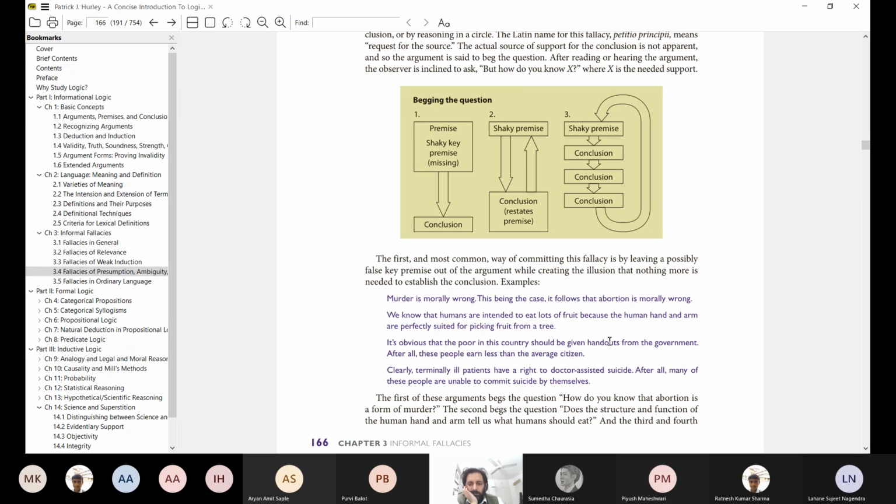This still doesn't explain why handouts should be given. The conclusion explains why the people are poor, but it doesn't explain why handouts should be given specifically. So the missing key premise is that people who earn less than the average citizen should be given handouts, right? If you could establish that premise, then you'd get the conclusion. Yeah, I guess so.